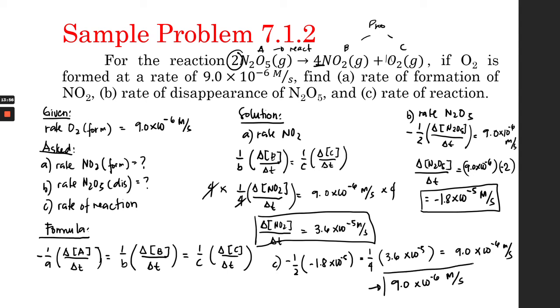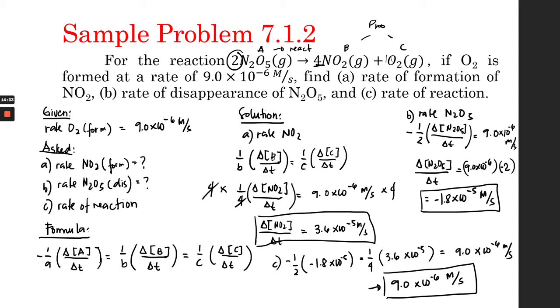And as you can see, it is equal to the rate of the formation of O2. That is because the rate of formation is basically equal to the rate of the formation of 1 mole of an element or atom in the reaction. So for C, the answer is equal to the rate of the formation of oxygen, which is 9.0 times 10 raised to negative 6 molars per second. So that's how we solve for the rate of reaction.